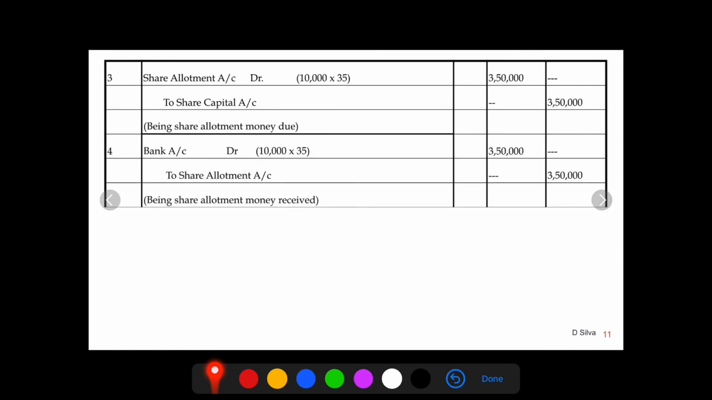Share allotment account debit to share capital account, being share allotment money is due. Due means we have not yet received the money on allotment for 10,000 shares of rupees 35 each as mentioned in the question. So the amount that is being debited and credited is 3,50,000. In order to receive the money, the journal entry is bank account debit to share allotment account. On 10,000 shares of rupees 35 each, we have received the money. Amount that is being debited and credited is 3,50,000.